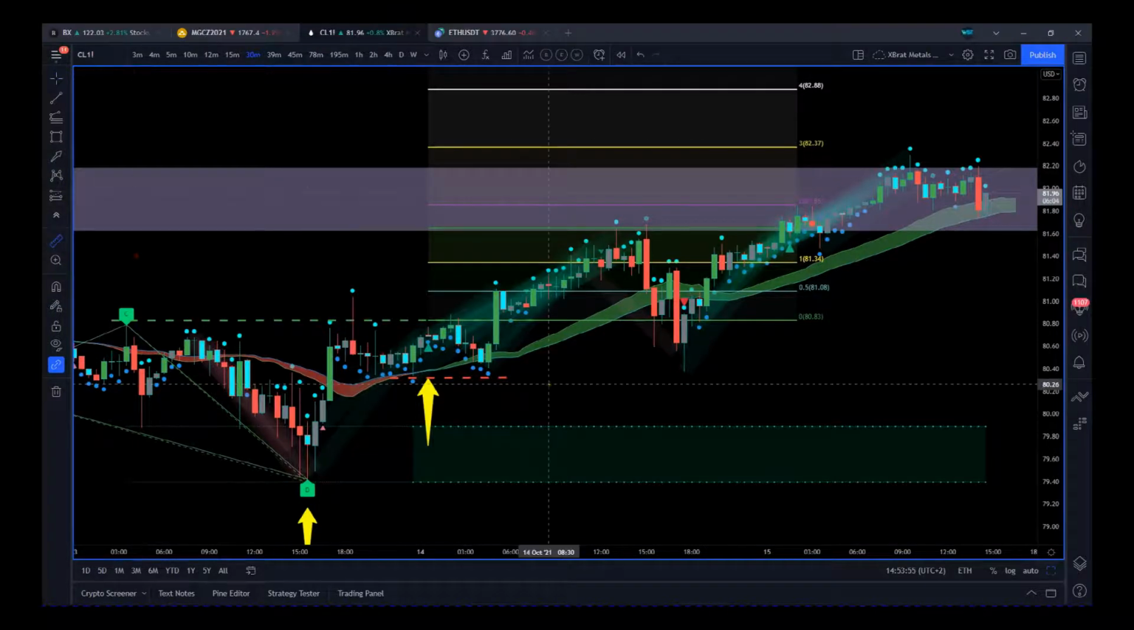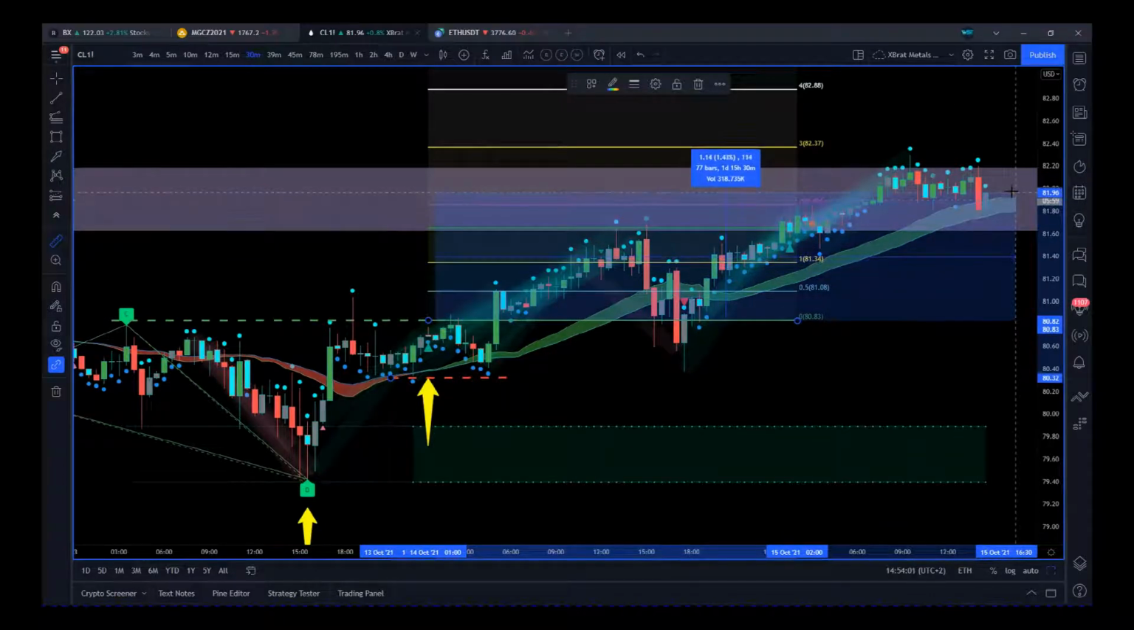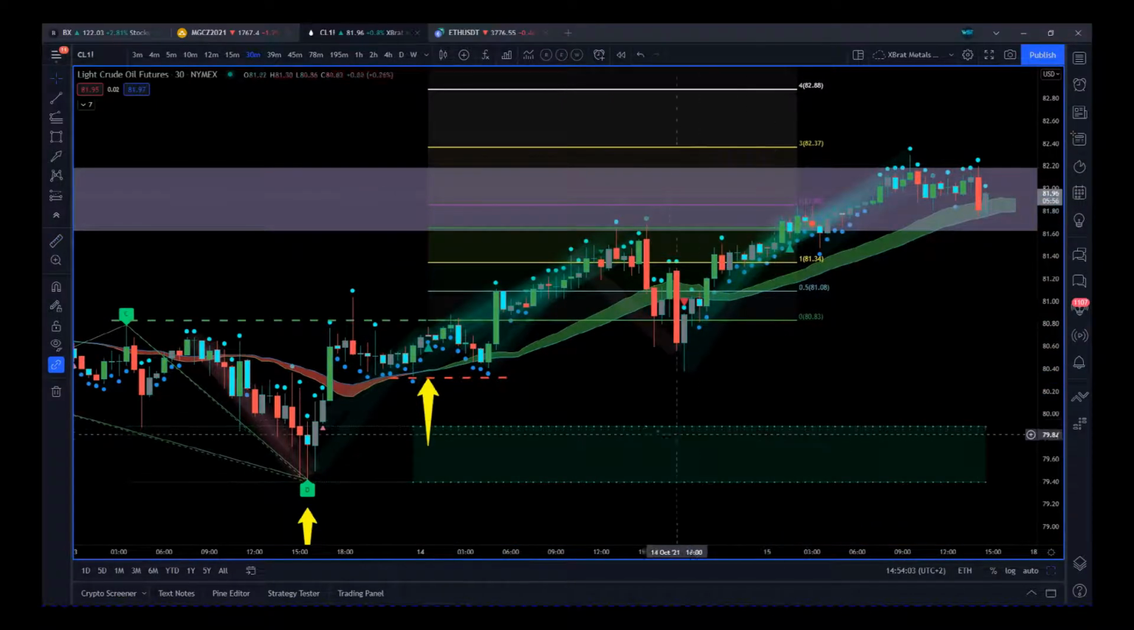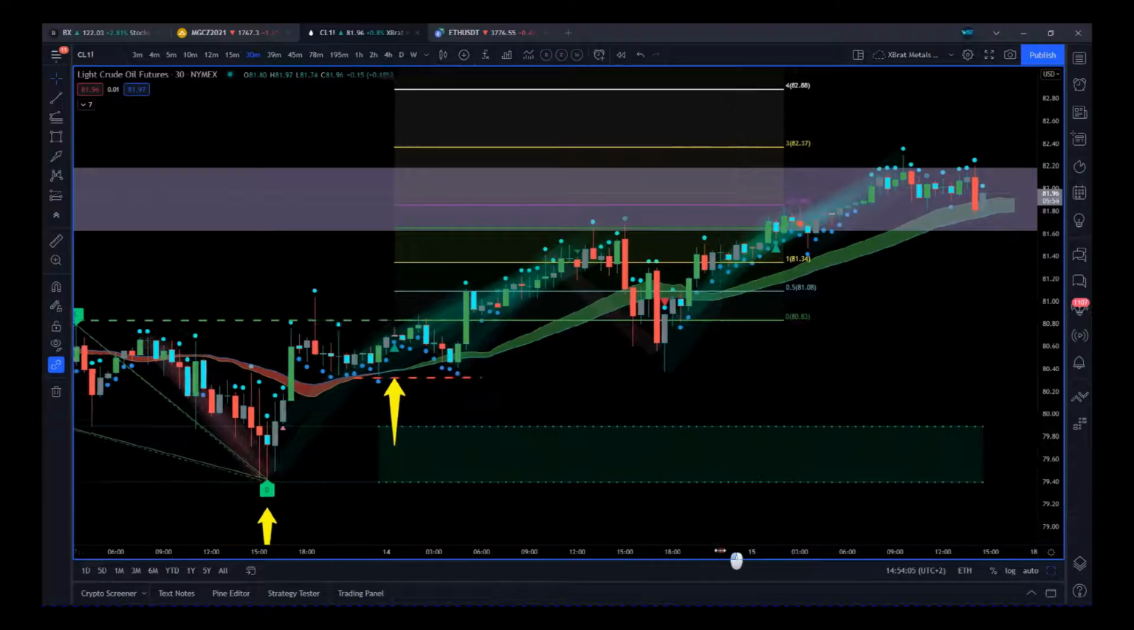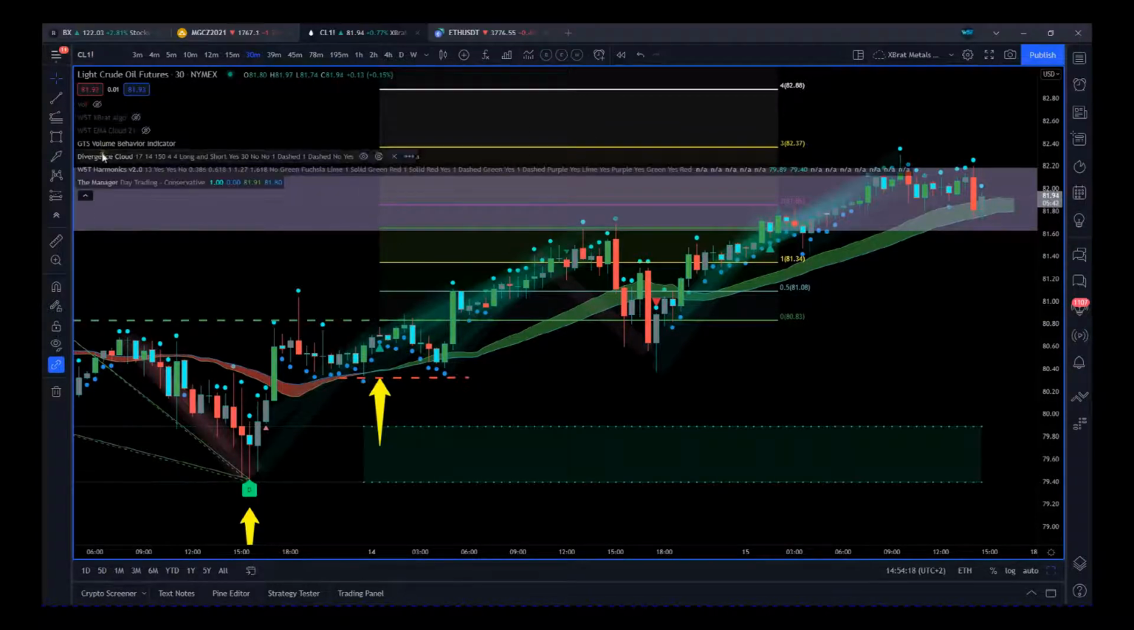Let's measure that from that entry that we talked about. Sensible entry to where we are right now is 114 ticks. Great move. One of the things with the manager is not to panic. At this point here, if you take your profit at that resistance zone, that's fine. Nothing wrong with it. The cloud on the manager here, you can see it's conservative.